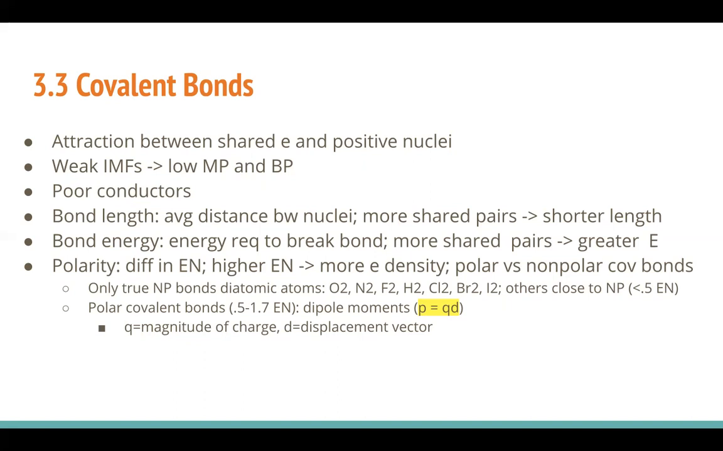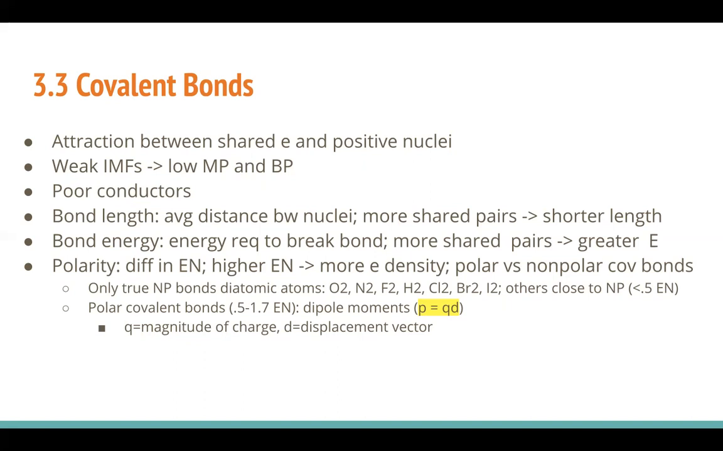Bond length is the average distance between nuclei. So if there's more shared pairs, there's a shorter length. You can just imagine this as if there's more shared pairs, there's more attraction. And because there's more attraction, they want to get closer to each other. And so that's why there's a shorter length between them.